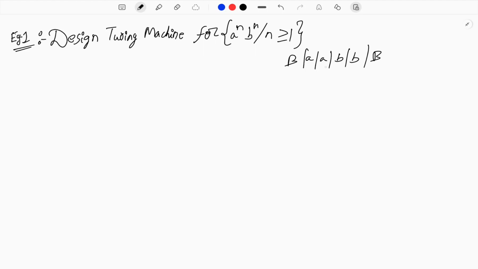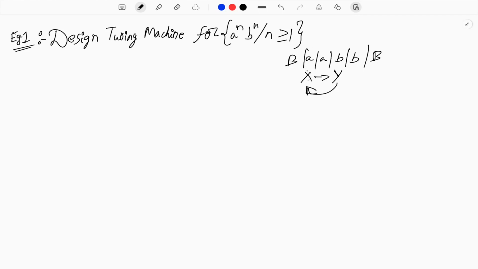When we are given a string like this, we have to go to the initial symbol and mark it as x or 1 or something, whatever you want. After marking it, we have to move towards the right until we find the b. We keep moving right, and after finding it, we mark it as y. After marking it, we have to traverse to the left, back to the initial position.